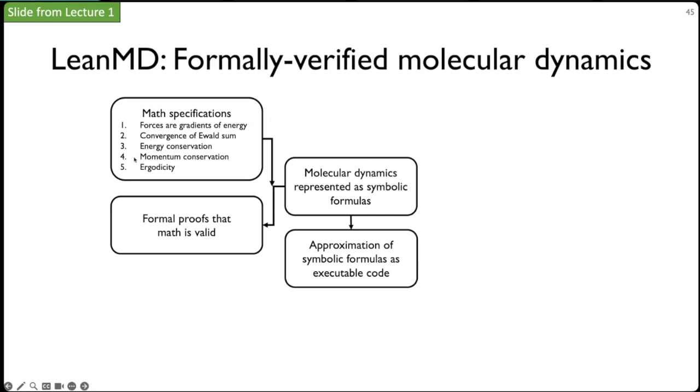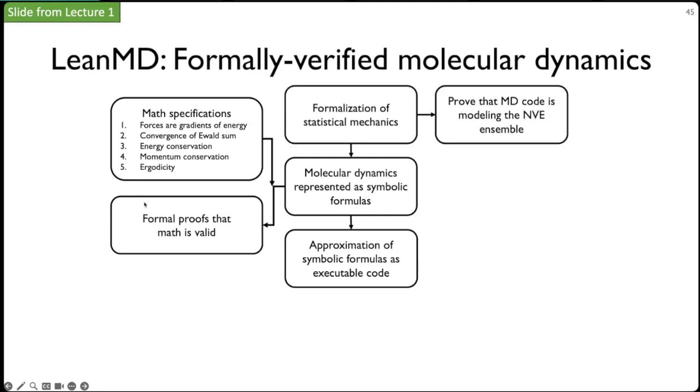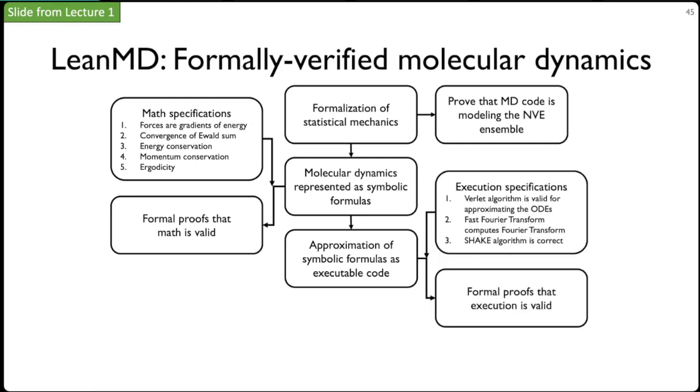These kinds of proofs would be formal proofs that the math is valid. We have even higher level stuff, where we formalize statistical mechanics itself. We go back to the textbooks, and could I prove that NBMD is modeling the NVE ensemble? This abstract kind of math object here? Maybe so, someday. We're quite a ways from that. May need to get some serious math help with that, but yeah, interested in trying to see what that might look like.